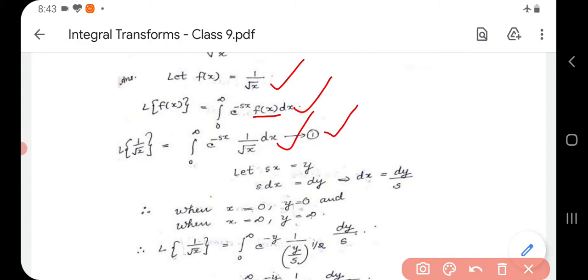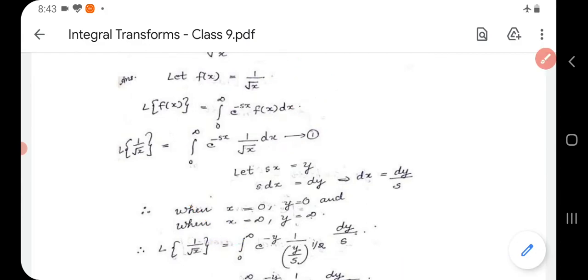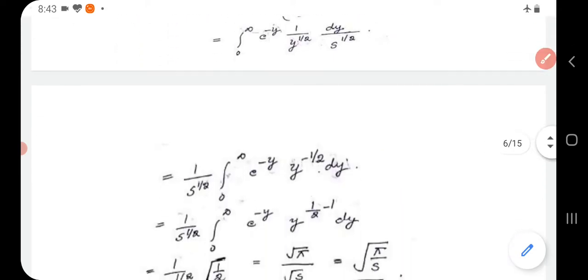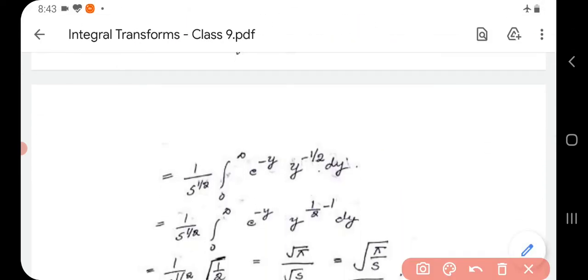So equation 1 will now reduce to this. That is, x is y by s. So y by s whole raised to the power, dx is dy by s. Now this again reduces to this one. 1 by s raised to half is a constant, so just take it out. So you will get it like this. Rest everything is kept as such.